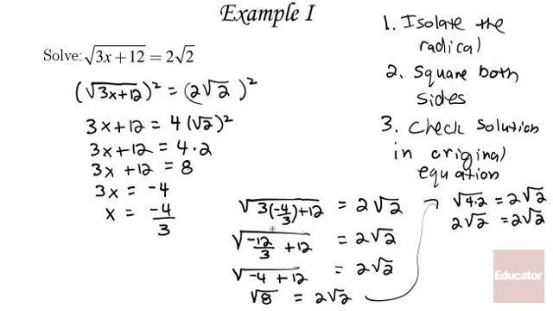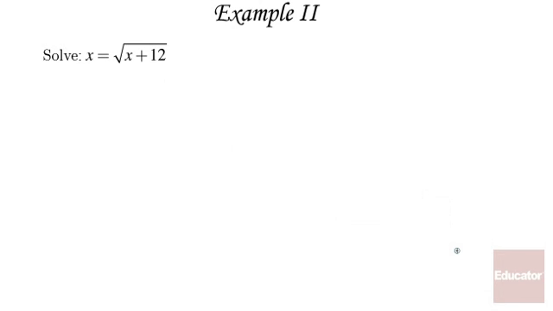And what I found is that when I substituted x equals negative 4/3 in here, I ended up with a valid solution. I end up with a valid equation. 2 radical 2 does equal 2 radical 2. So this is valid. So x equals negative 4/3 is a valid solution to the original equation.